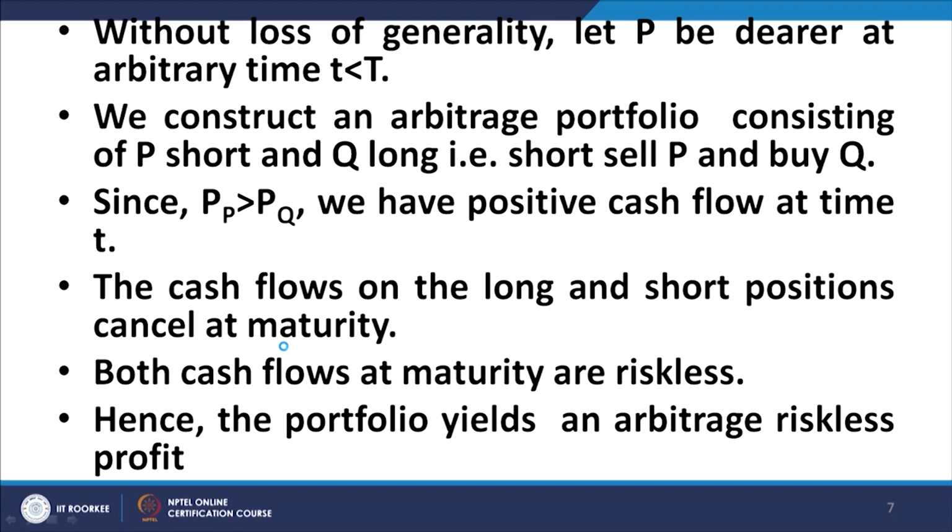Let us say we have got two bonds P and Q. Let us assume that the bond P is dearer and the bond Q is cheaper. What we do is we construct an arbitrage portfolio consisting of a short position in P and a long position in Q.